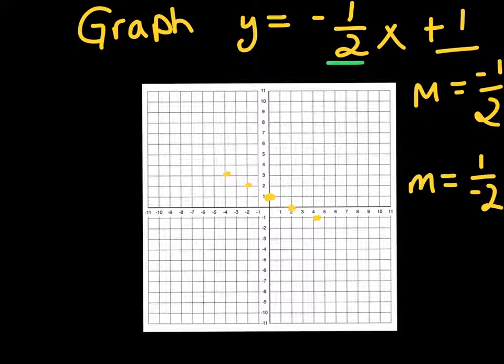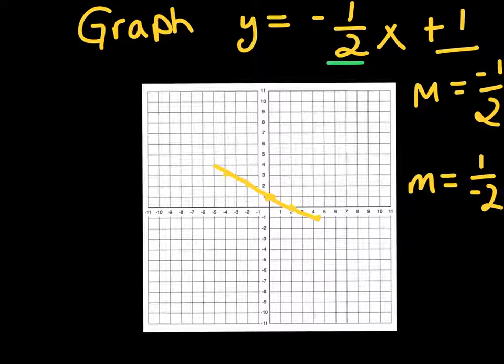It doesn't matter which way you do it. You can assign the negative to the numerator or to the denominator. It just can't be both. Okay? Your last thing to do is to connect these with a line, and you will have graphed this equation that's in slope-intercept form.